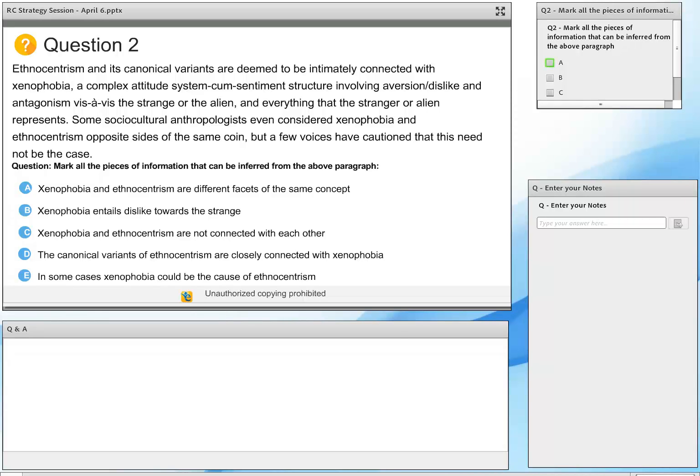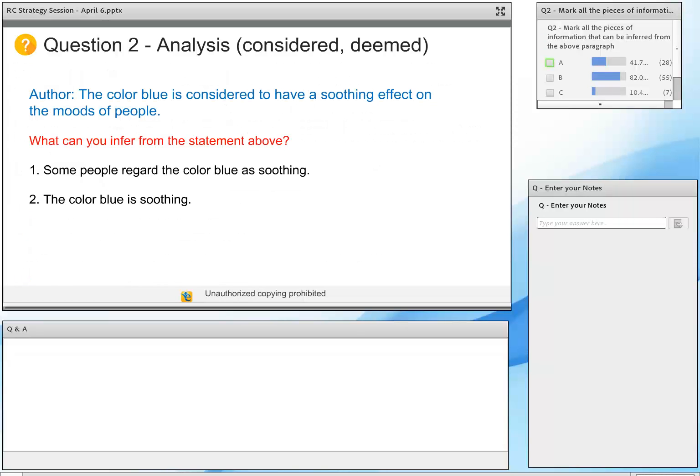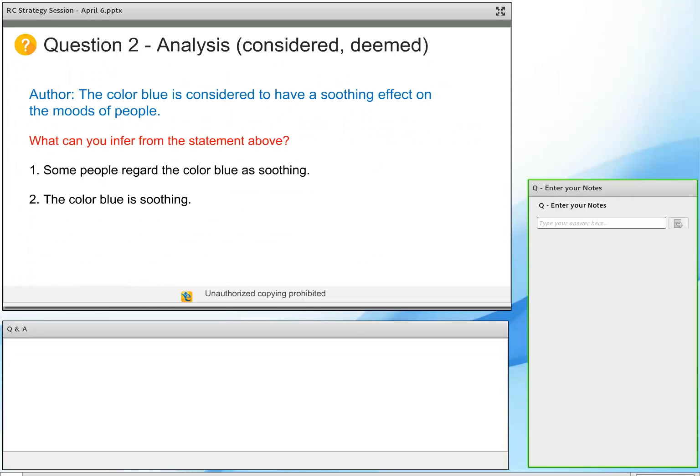All right, I've given plenty of time, so I'm going to end the poll. And here are the results. Okay, so let's go through the passage first and then we will talk about this question in detail.